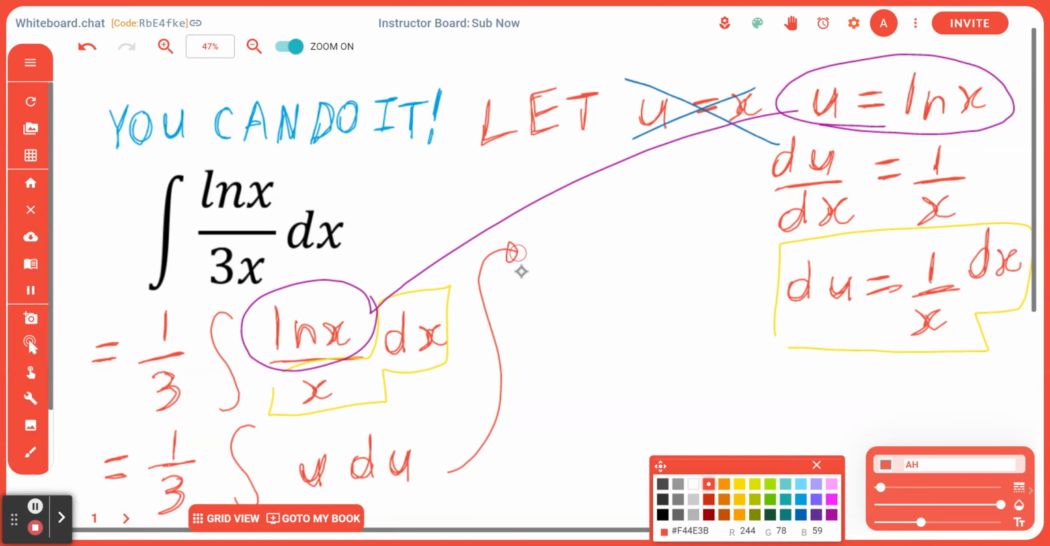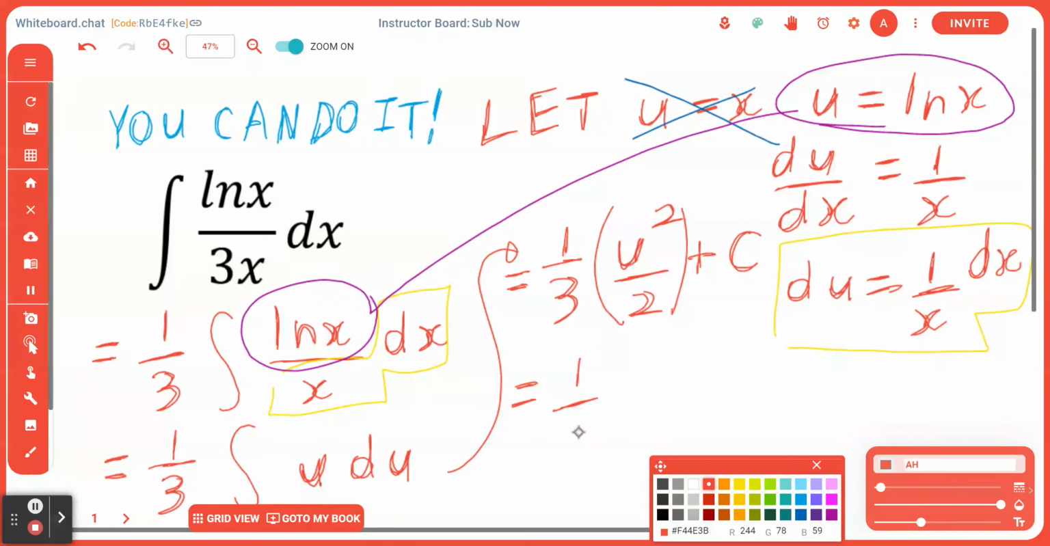Now, if I continue here, look what happens. This is going to be 1 divided by 3 times the antiderivative of u, which is going to be u squared divided by 2. Again, don't forget you have to add a constant c. You're not looking for one specific case, but every single case, also known as a family of solutions. Half times 1 over 3 is going to be 1 over 6. Again, u in this context is going to be ln x, which we can put in brackets to the power of 2, plus the constant c.